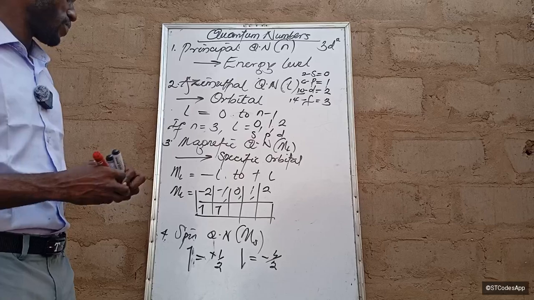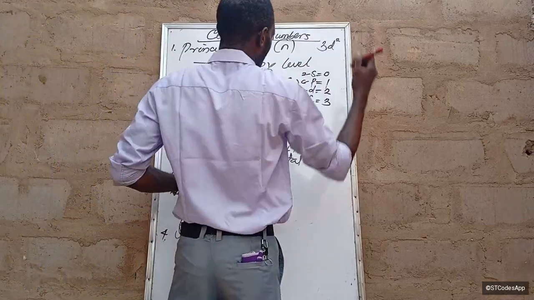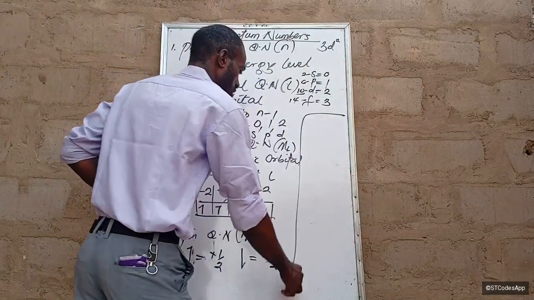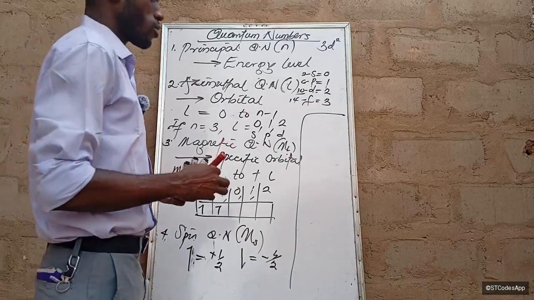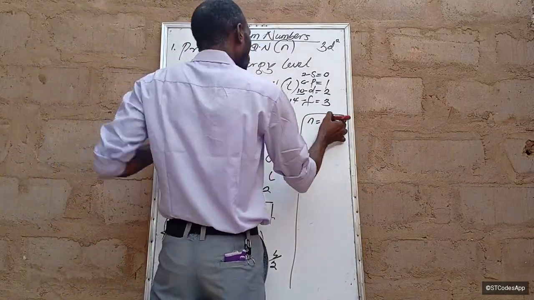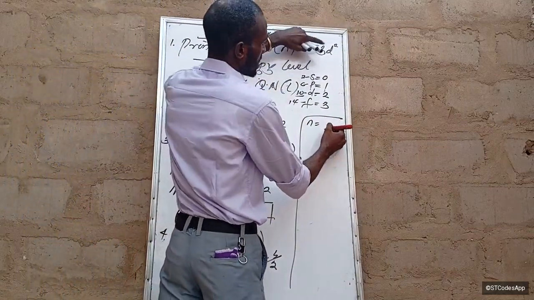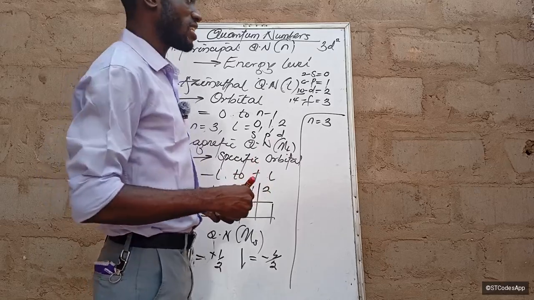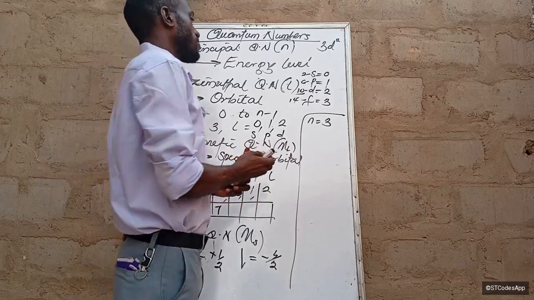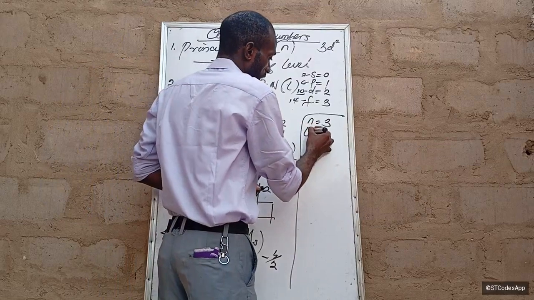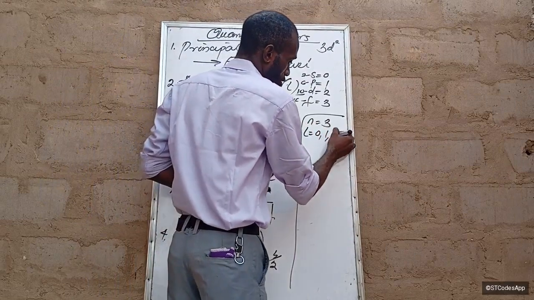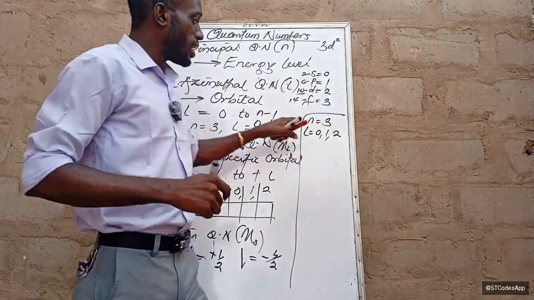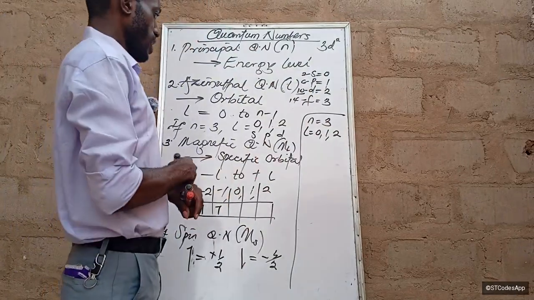I repeat myself. Let's find the quantum numbers for the 3d2 electron. What will be the set of quantum numbers for a 3d2 electron? The n for that electron, the energy level, is energy level 3. This number represents the energy level. Then, if n is 3, L will take 0, 1, 2. That is, it will go from 0 to n minus 1, and that is 2 here.